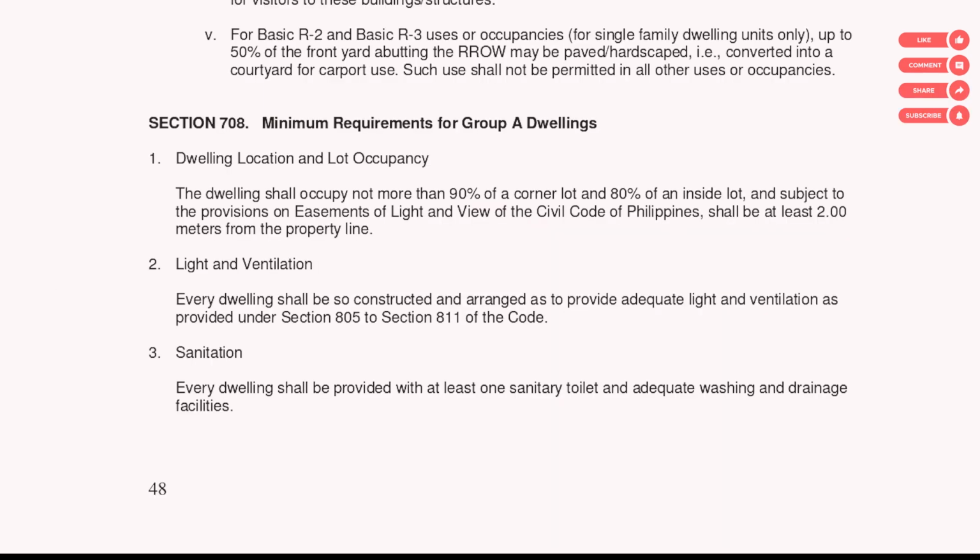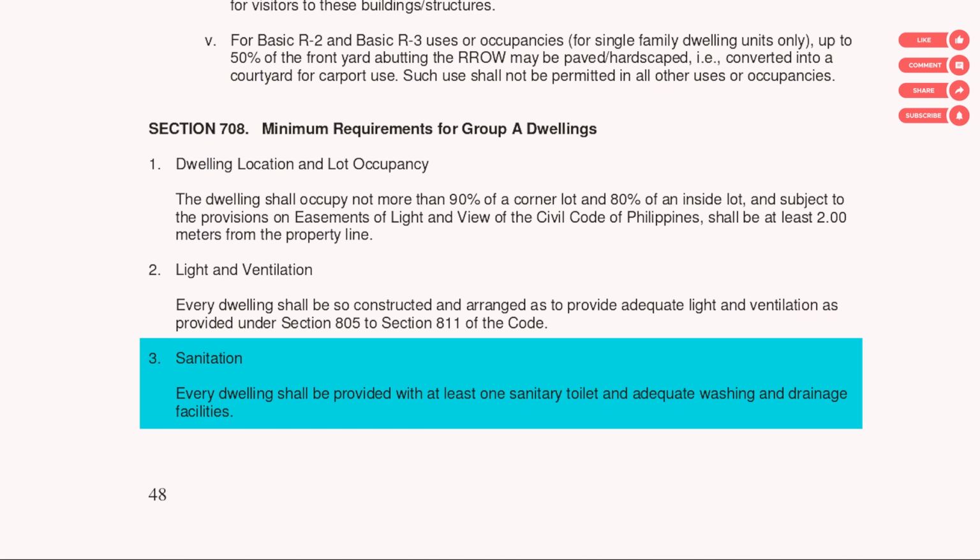Okay, we're nearing the end of Rule 7. Merong sub-chapter about the dulo, FYI. Minimum requirements for Group A dwellings. I don't know if you remember Group A dwellings, but when we talk about occupancy, there are A, B, C, D, E, F, G, H, and J, I think. A, in that list, was residential. Mga parang maliliit na bahay, basically Group A. Minimum requirements for mga bahay. Itong sub-chapter na ito, Group A dwellings.